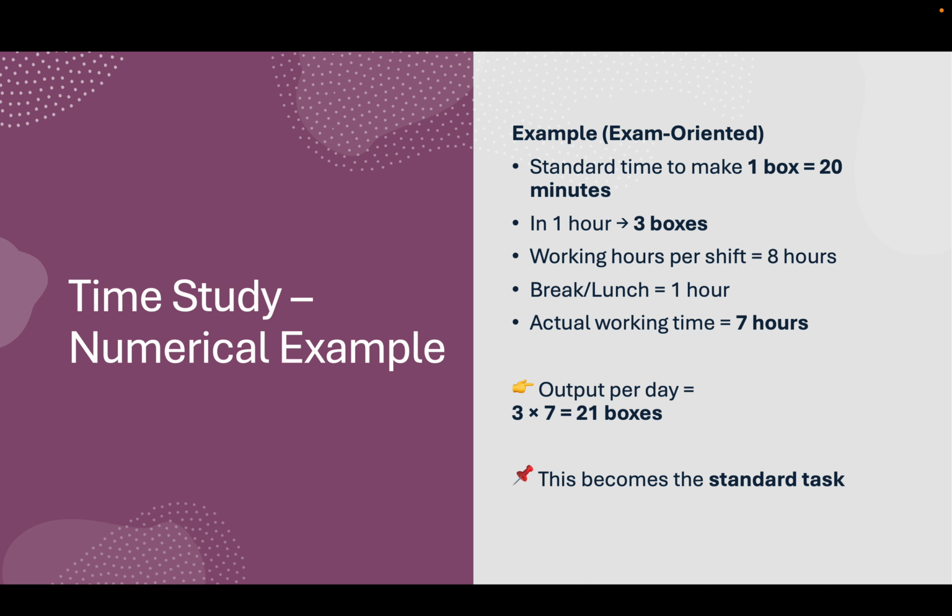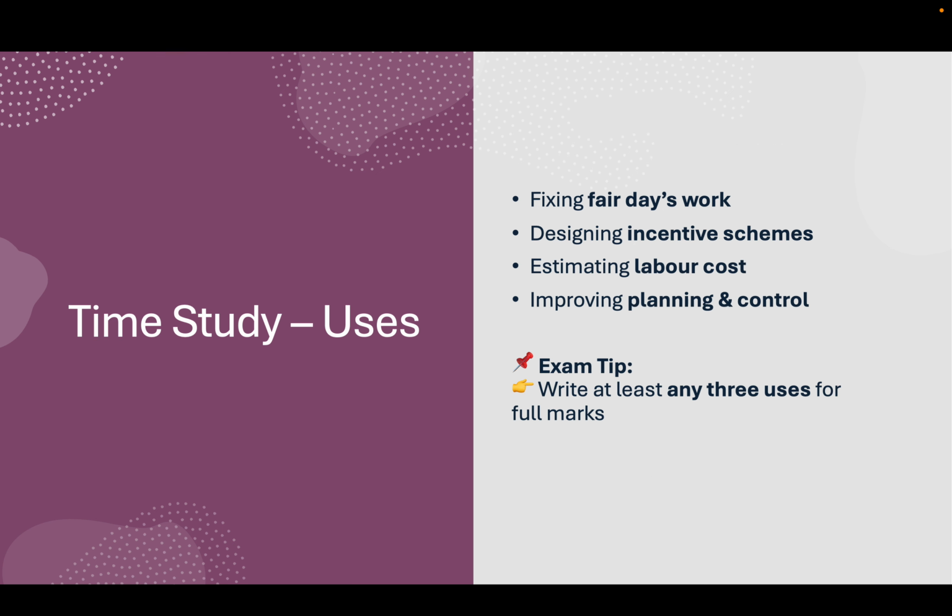Let's move to a numerical example, which is very important from an exam point of view. Let us assume the standard time to make one box is 20 minutes. So in 1 hour, which is 60 divided by 20, we can make 3 boxes, right? Now total working hours we are taking as 8 hours. Excluding the break and lunch time of 1 hour, the actual working hours is 7 hours. So daily output should be 3 boxes into 7 hours, which is 21 boxes. This becomes the standard task per day.